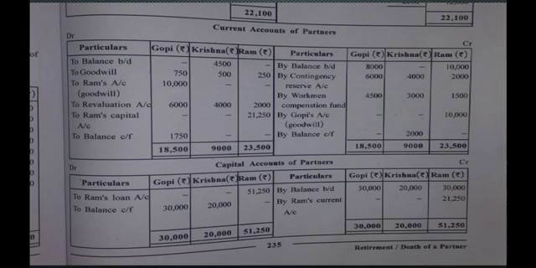Yes? Talking about the other two partners, the total of whichever side is higher is to be written on both the sides. Let us check for Gopi. Debit side I am talking about, it is 750 plus 10,000 plus 6,000. Yes? And on credit side it is 8,000 plus 6,000 plus 4,500.